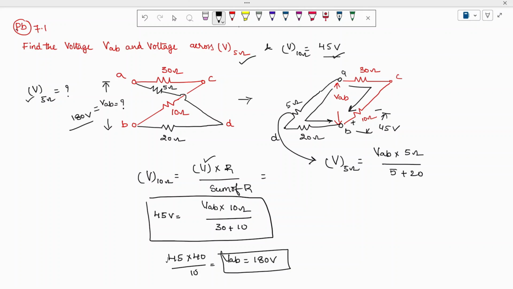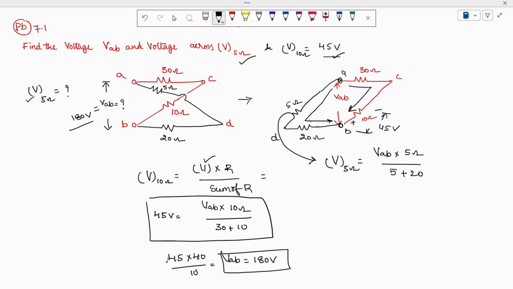You should not take the complete loop. This is the total voltage and these two branches only are connected in series. That's why you have to do 5 plus 20. Don't make the mistake of adding 5 plus 20 plus 10 plus 30. It's not required.